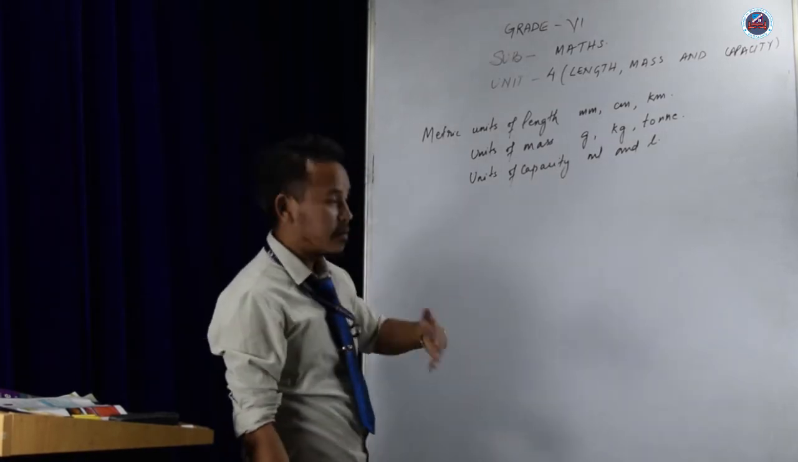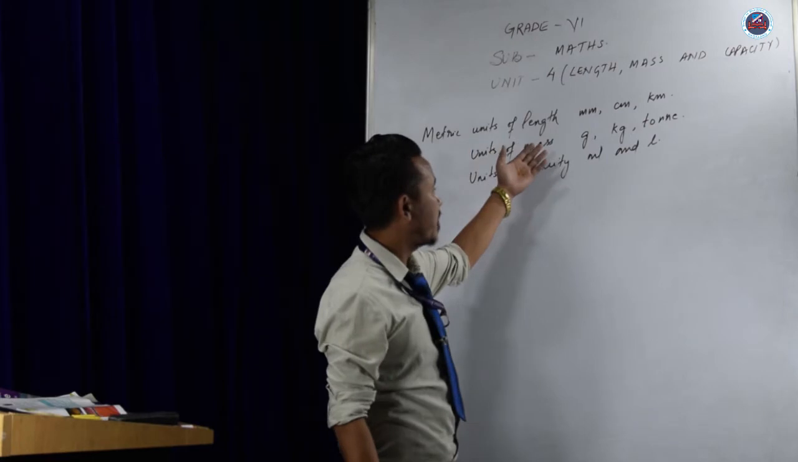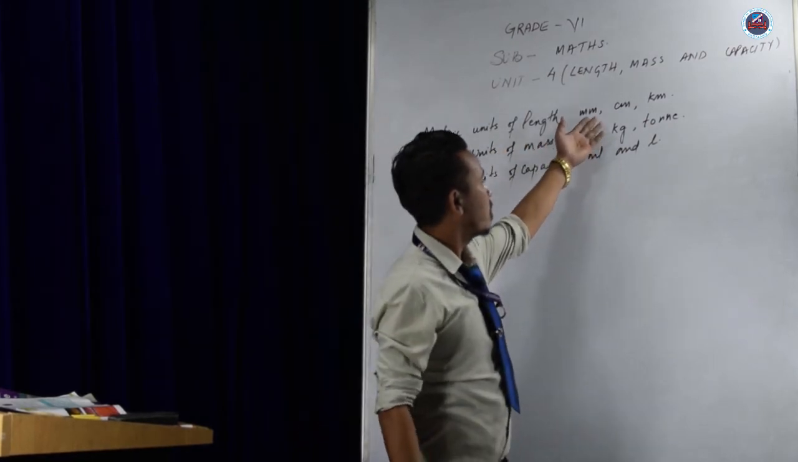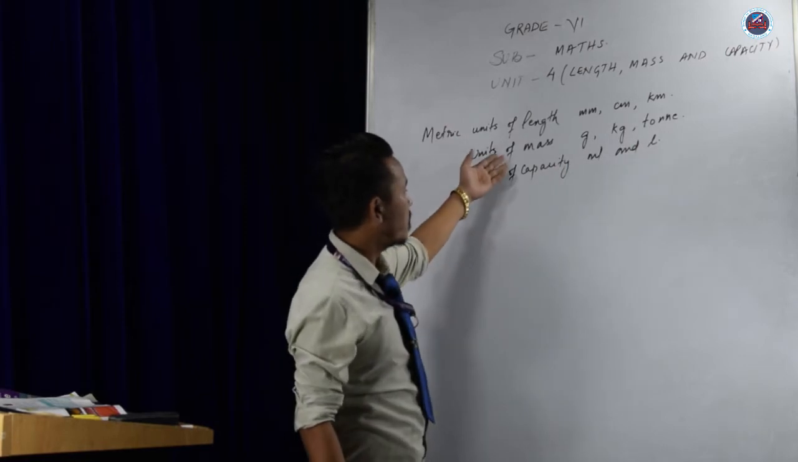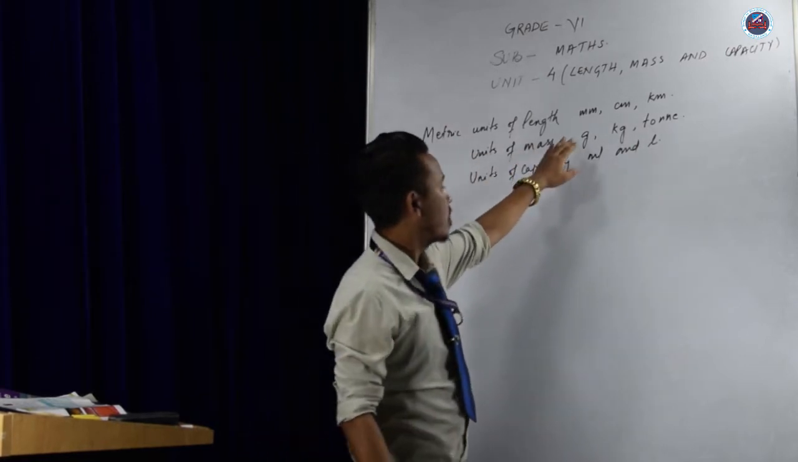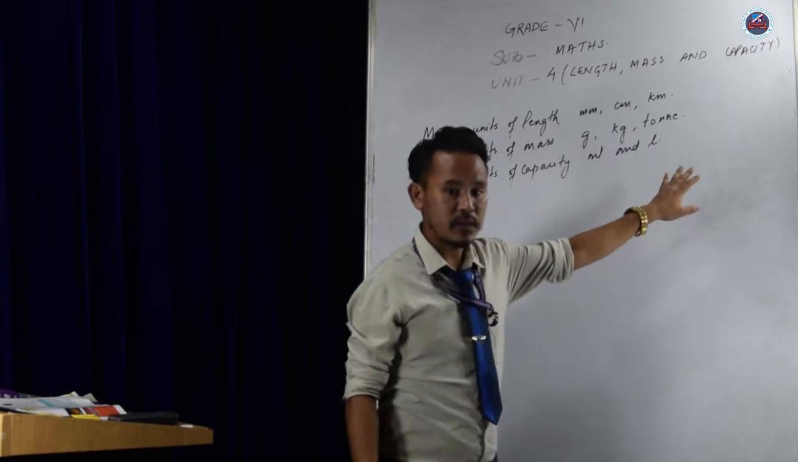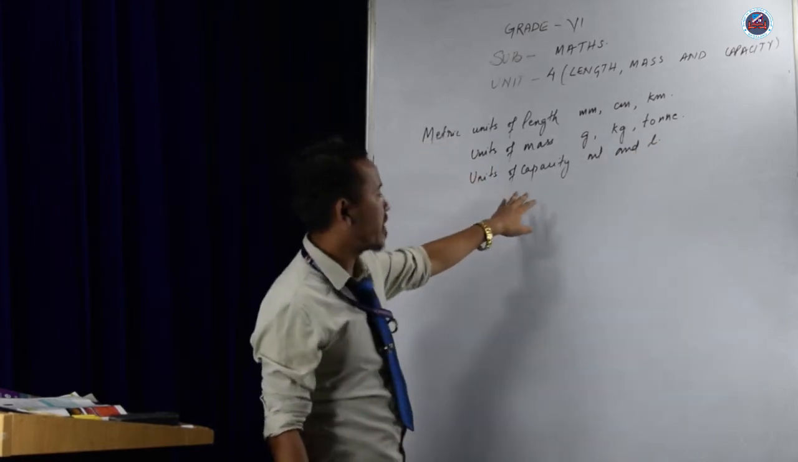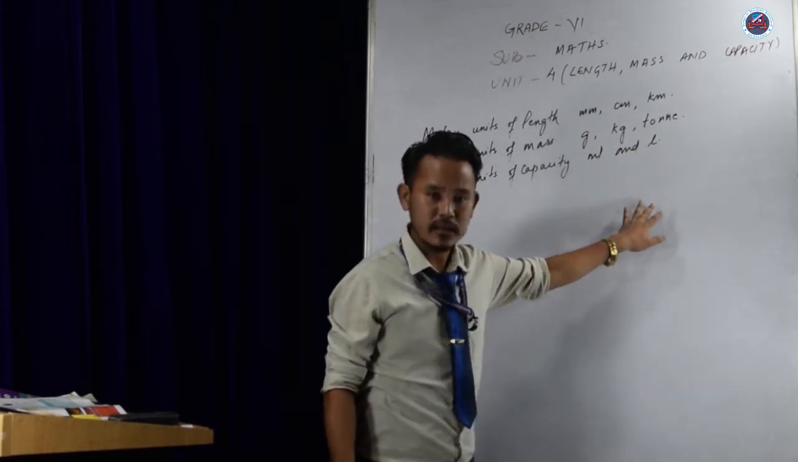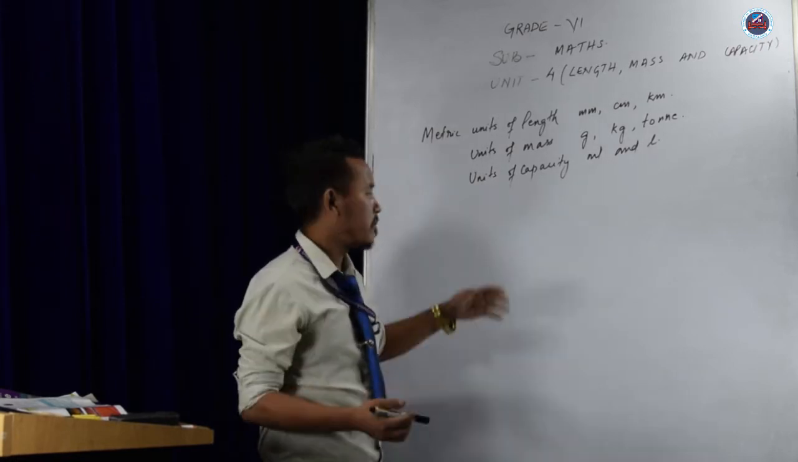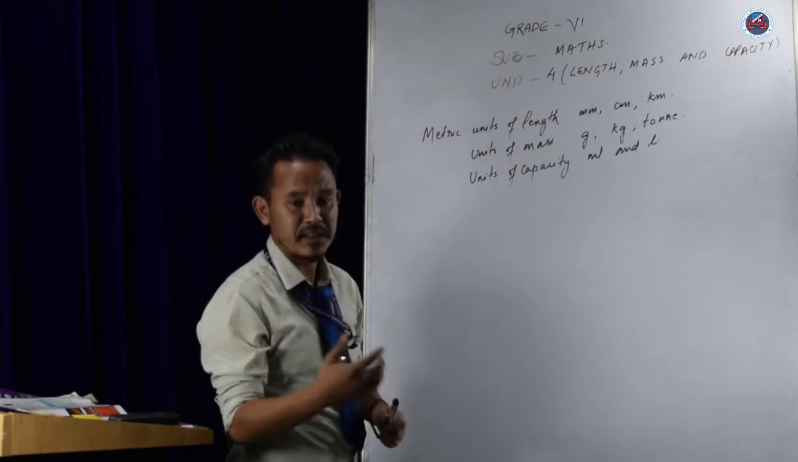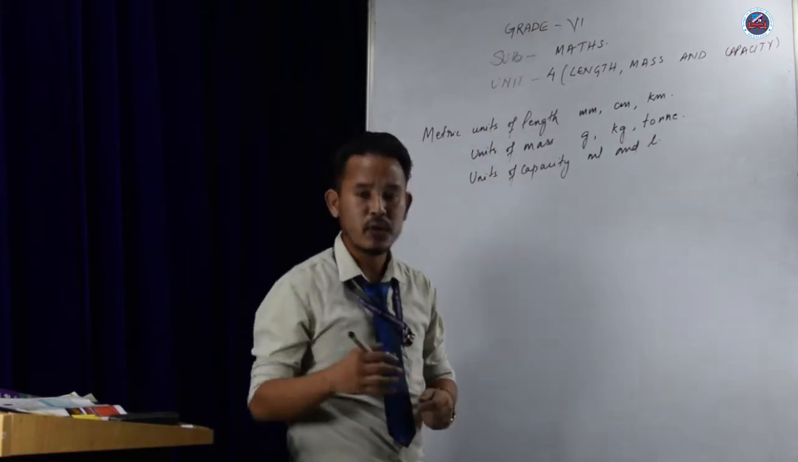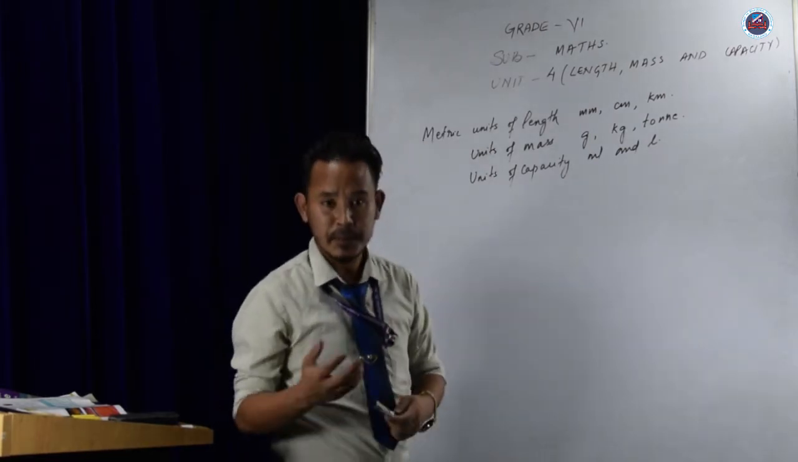Once again, I repeat it: the metric units of length are millimeter, centimeter or kilometer, and for mass, gram, kilogram, ton. For the unit of capacity, we consider milliliter and liter. I'll just be giving you a small table, which is there in your textbook itself, and I have also forwarded it to you in the PPT.